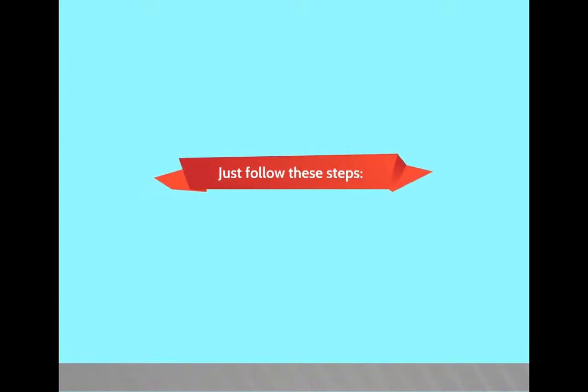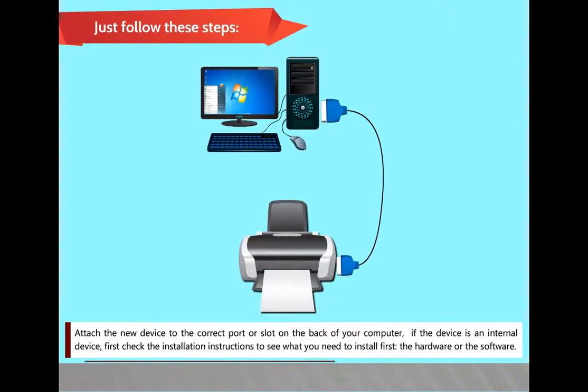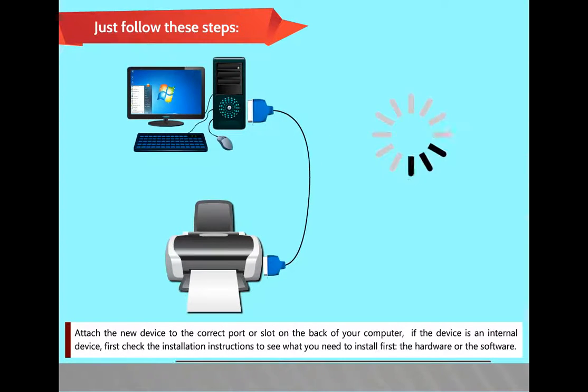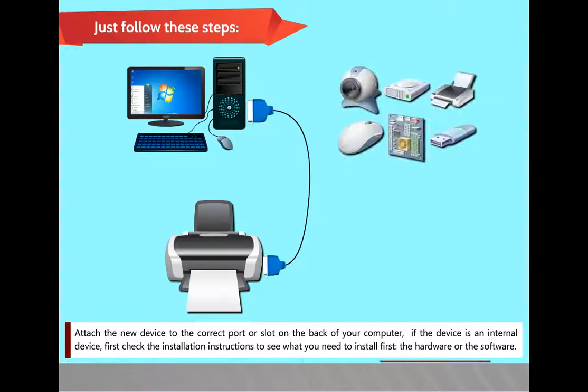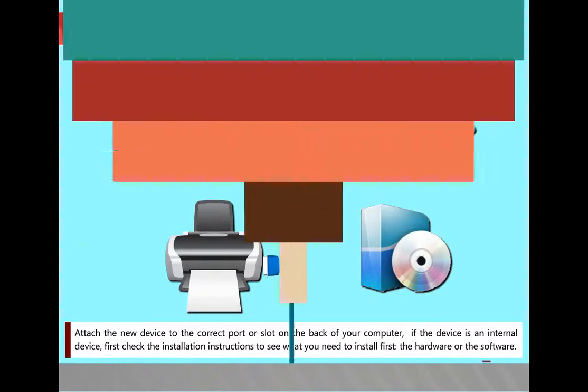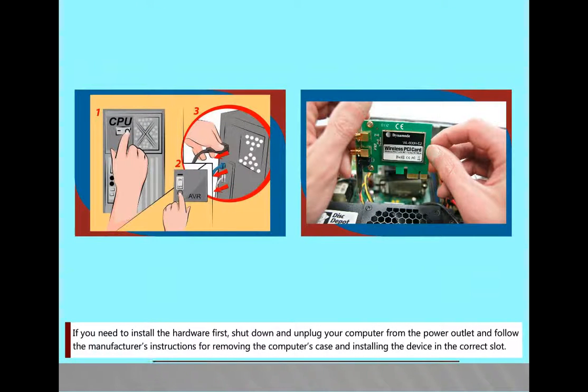Just follow these steps. Attach the new device to the correct port or slot on the back of your computer. If the device is an internal device, first check the installation instructions to see what you need to install first, the hardware or the software. If you need to install the hardware first, shut down and unplug your computer from the power outlet and follow the manufacturer's instructions for removing the computer's case and installing the device in the correct slot.